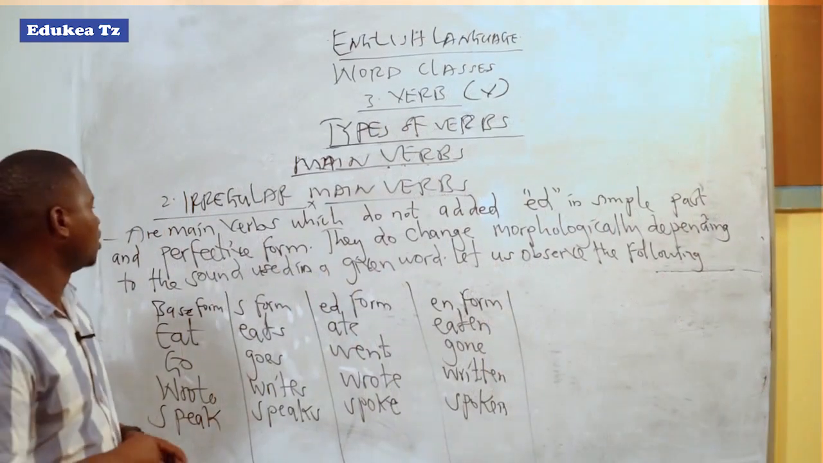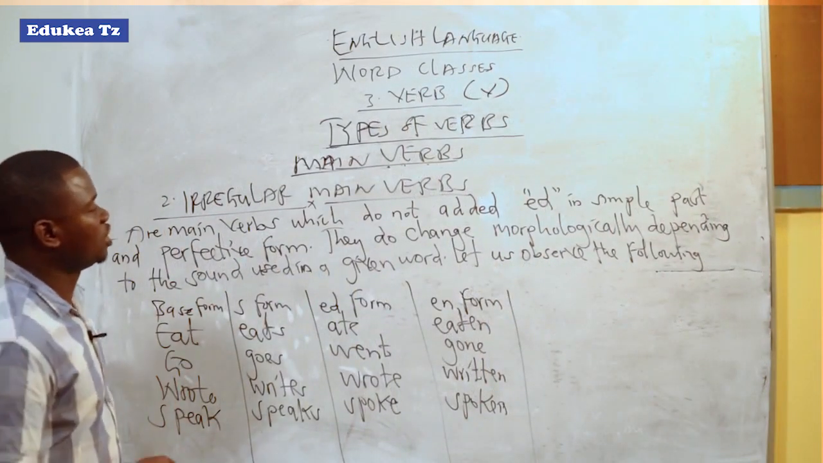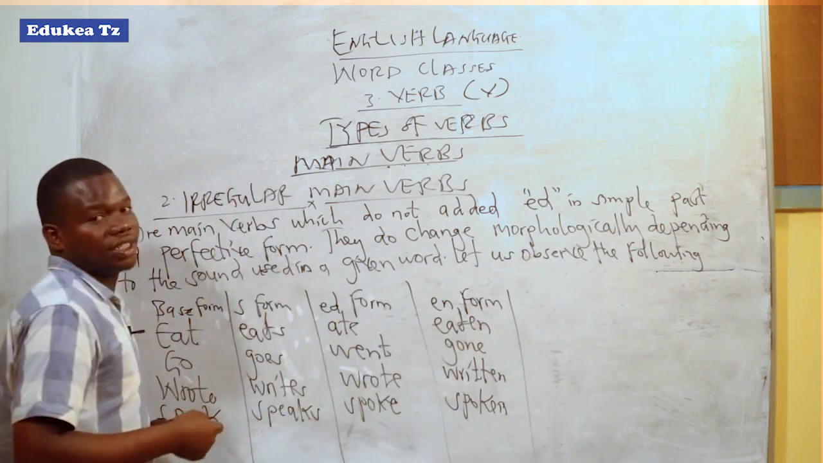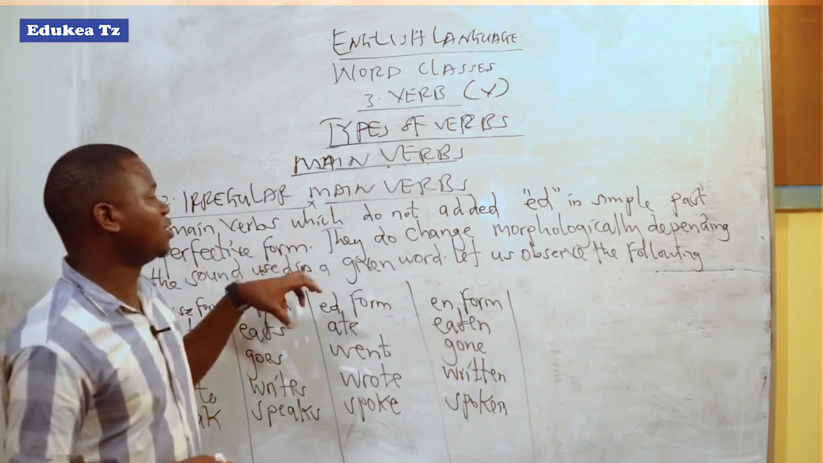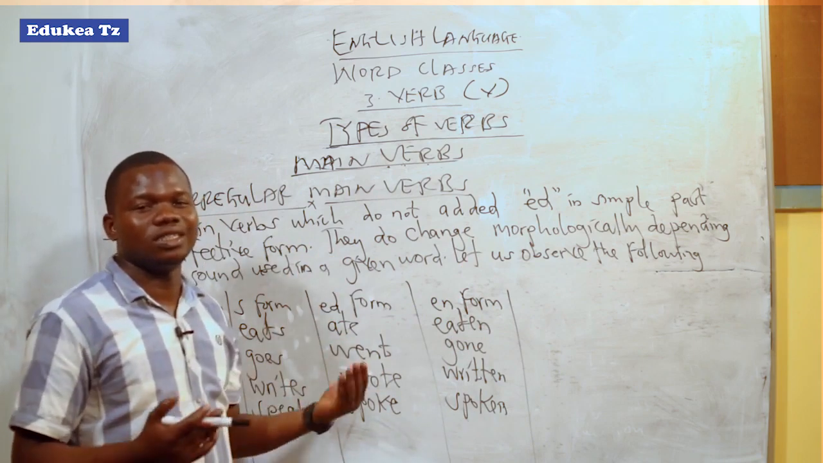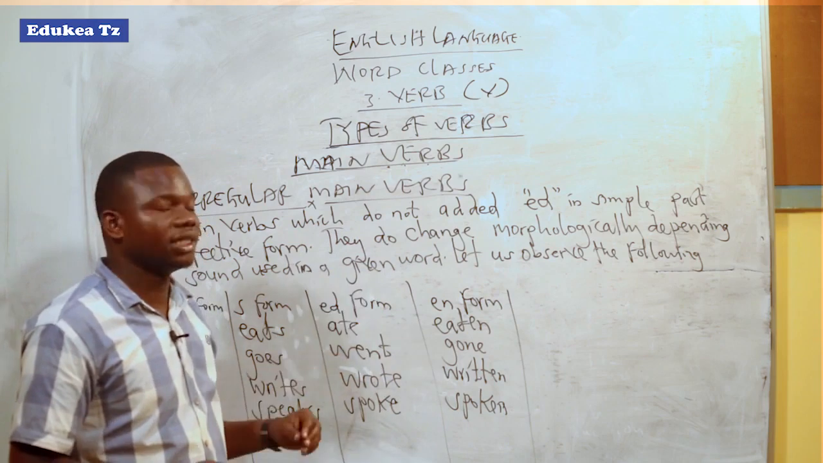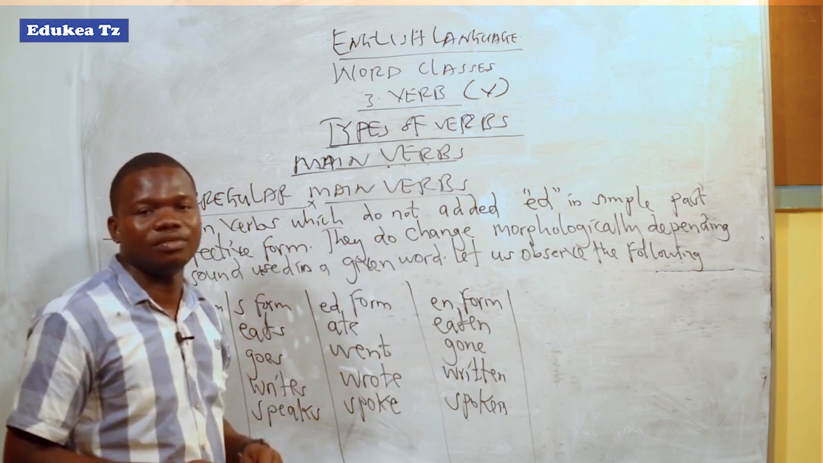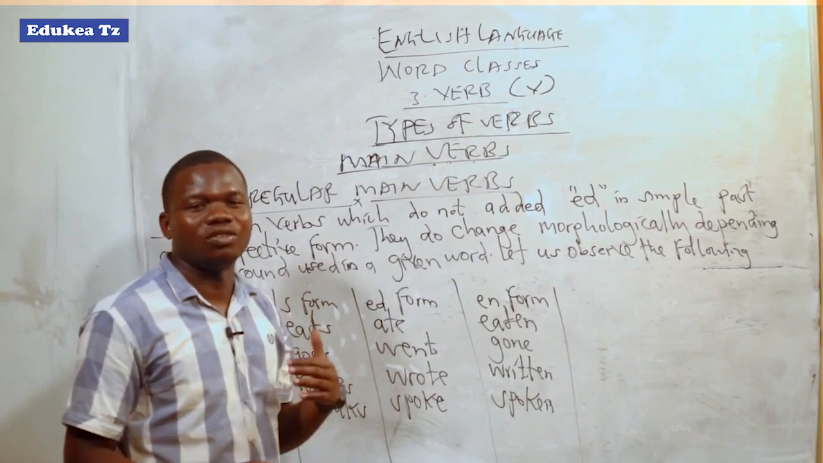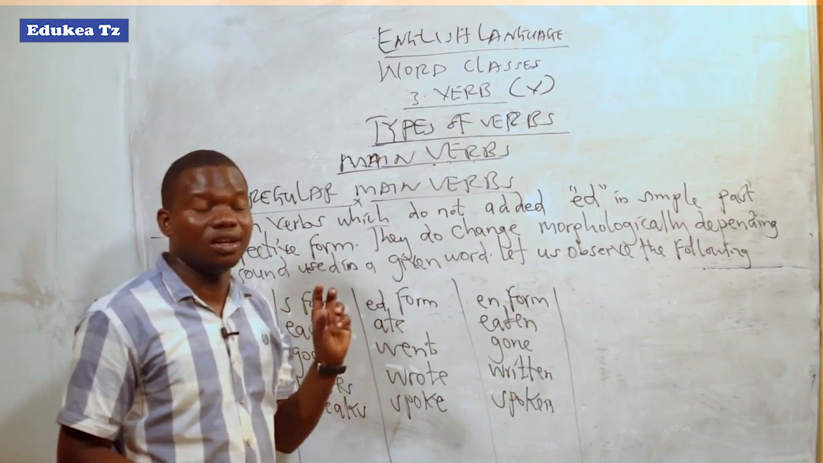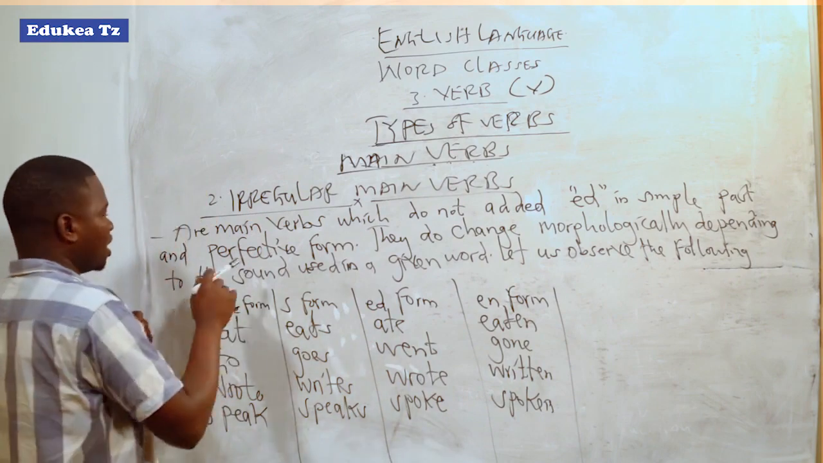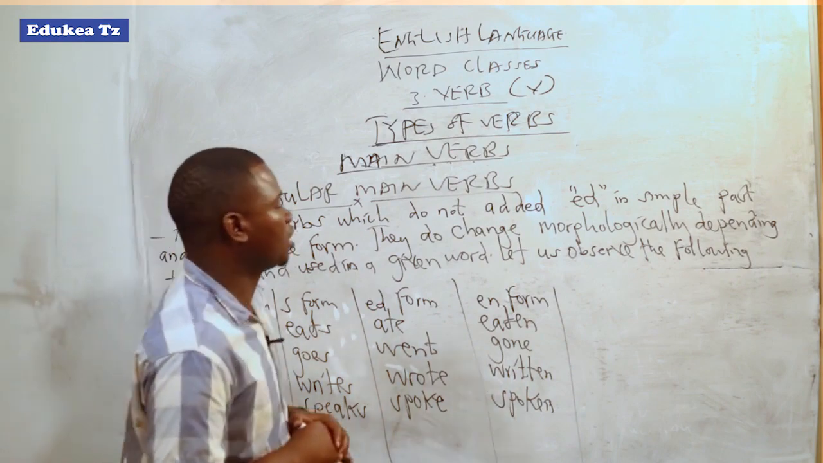So let us now discuss a little bit about irregular main verbs. These are many verbs which do not add ed in the simple past and perfective form. So these many verbs do not receive ed in the simple past and perfective time. That is to say, they are vice versa, in a contrasting form with the regular main verbs. So they change morphologically depending on the sound used in a given word.